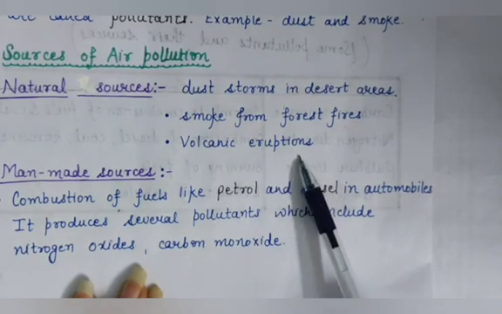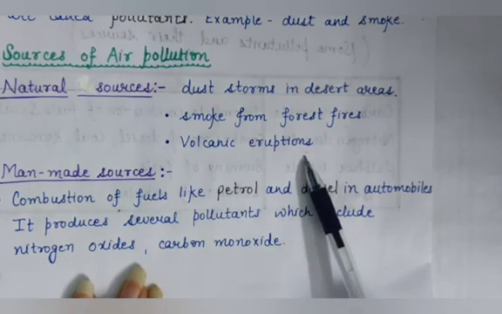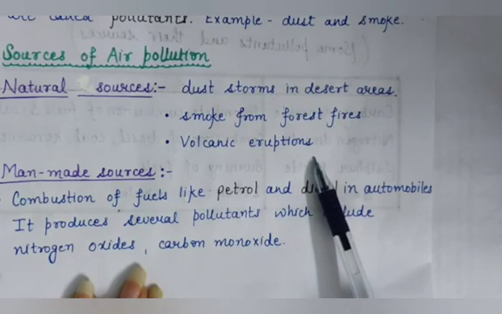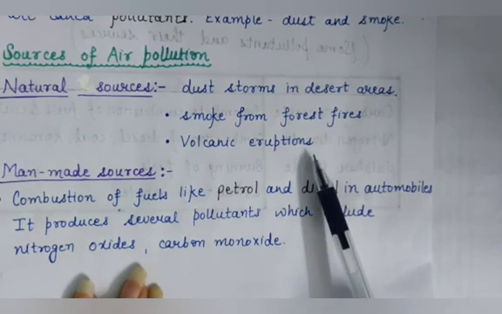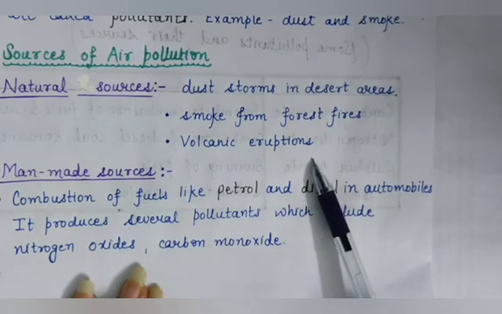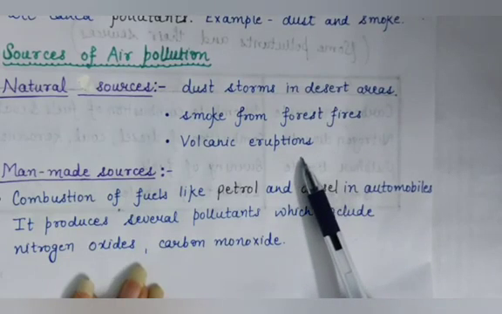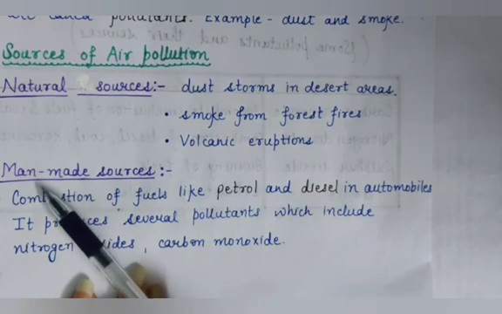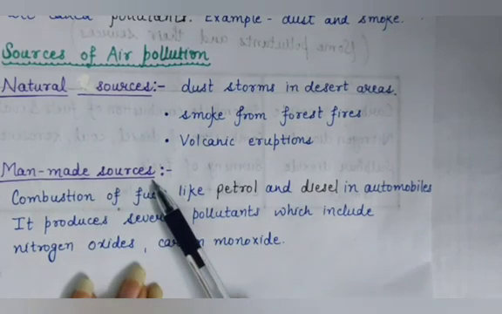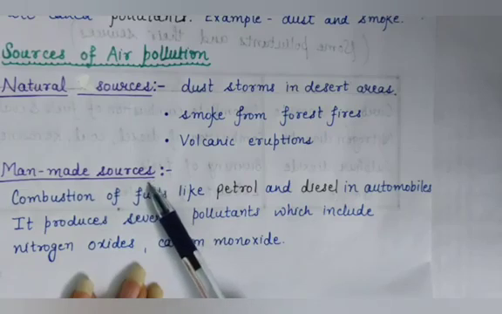Volcanic eruption is the most lethal natural source of air pollution. Okay, these lead to large amount of ash and toxic fumes into the atmosphere and pollute the air. Okay, so these are some natural sources which pollute the air. And other is man-made sources. Means some of the man-made sources are also responsible to pollute the air.